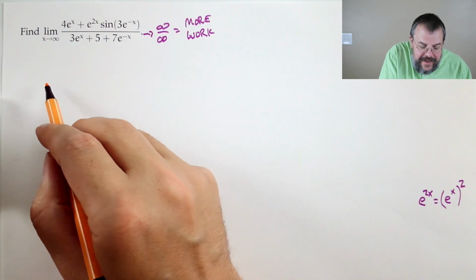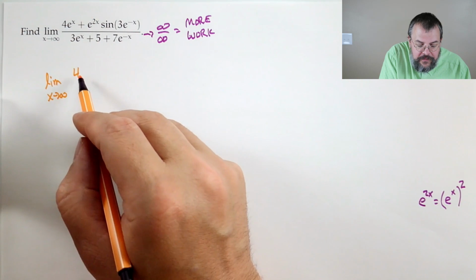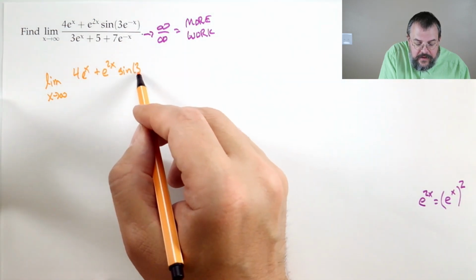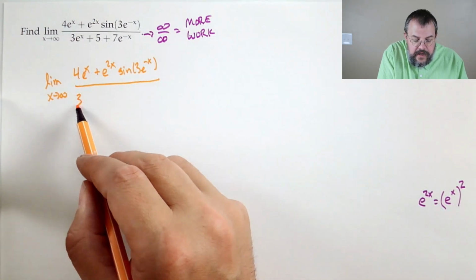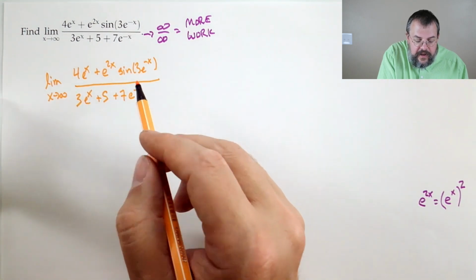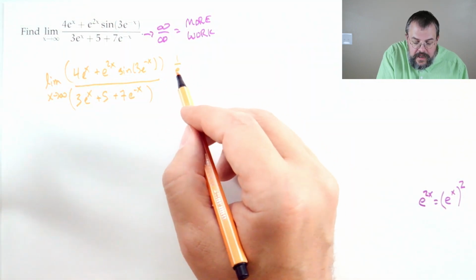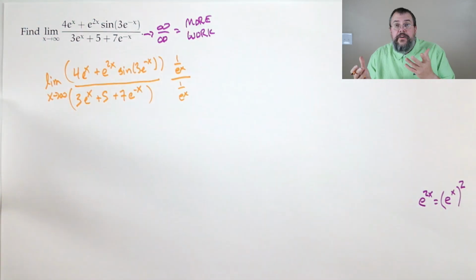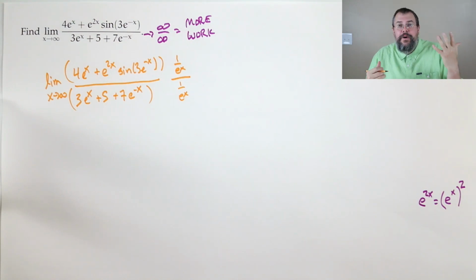So, idea. We're going to start with our limit here: e to the x plus e to the 2x sine of 3e to the minus x, divided by 3e to the x plus 5 plus 7e to the minus x. And then we're going to divide out by our growth: 1 over e to the x, 1 over e to the x. When I say divide out by our growth from the downstairs, we just need to pick one of the upstairs to the downstairs. We pick whichever one is more convenient.